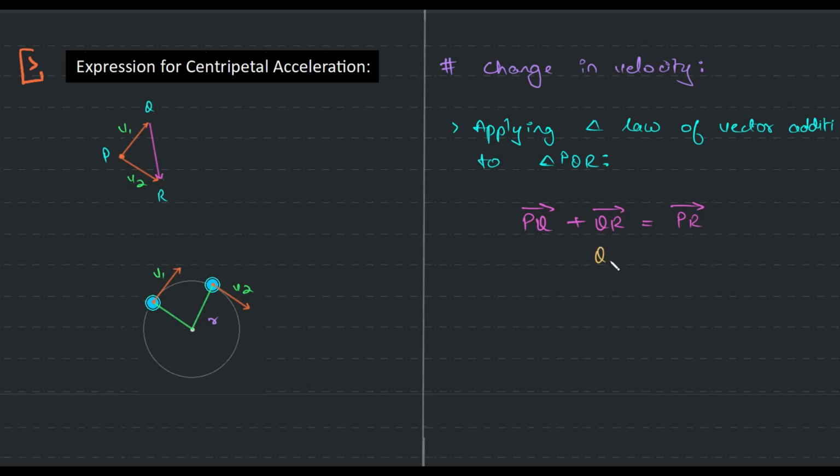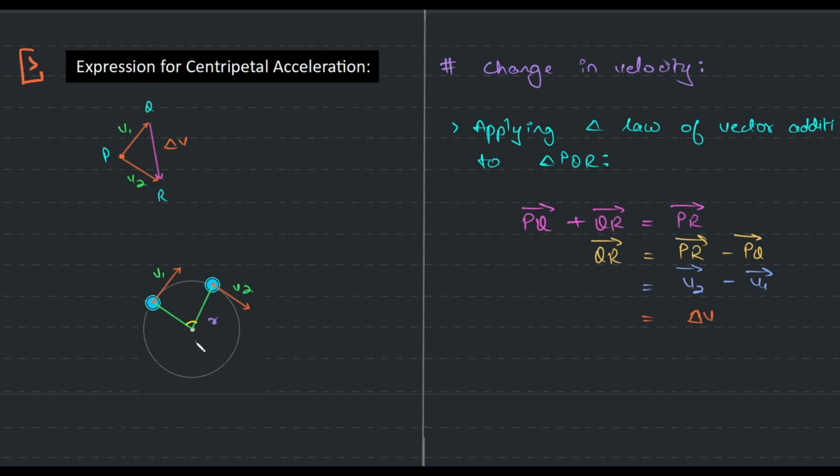Now, I'll rearrange this. So I'll write QR is equal to PR minus PQ. But PR is already V2 and PQ is already V1. So basically this is representing what? Change in velocity. So QR is representing change in velocity. Okay guys, right? Now we can get one more expression for your velocity.